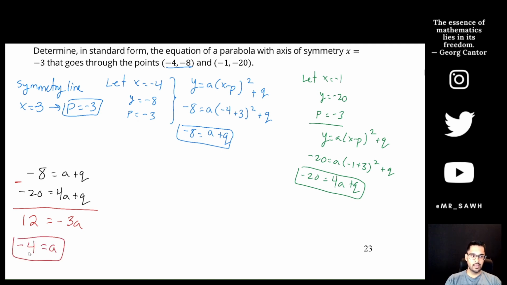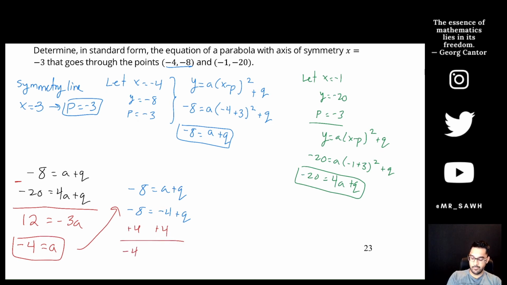Well, now that I know what a is, I know what a is in every single part of this question. So if I take a and put it into my blue equation, well, that's just the one I chose to find out what q is. So -8 is equal to a plus q, but I know that a is -4 now. So in order to find q, I'm going to add 4 to both sides. So now I know that -4 is also my value for q. I know what a is now, I know what q is, so I can write my quadratic equation as -4 times (x plus 3) squared minus 4.